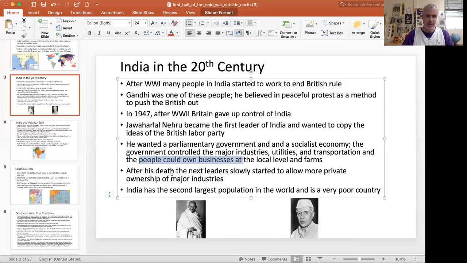After his death, we're going to find that the leaders slowly start to privatize the industries, allow for for-profit companies to come in and take over some of these industries for the government.